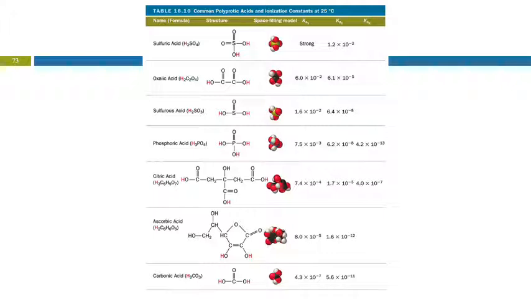So if we're on a test or something, and we're told that it has 3, would we know that it's triprotic? Yeah, if it has 3, you would know that it's triprotic.